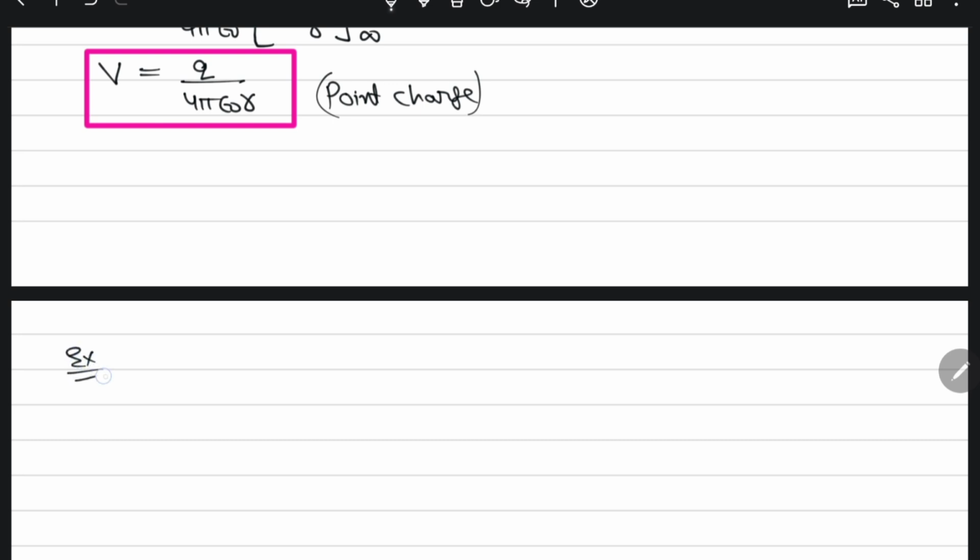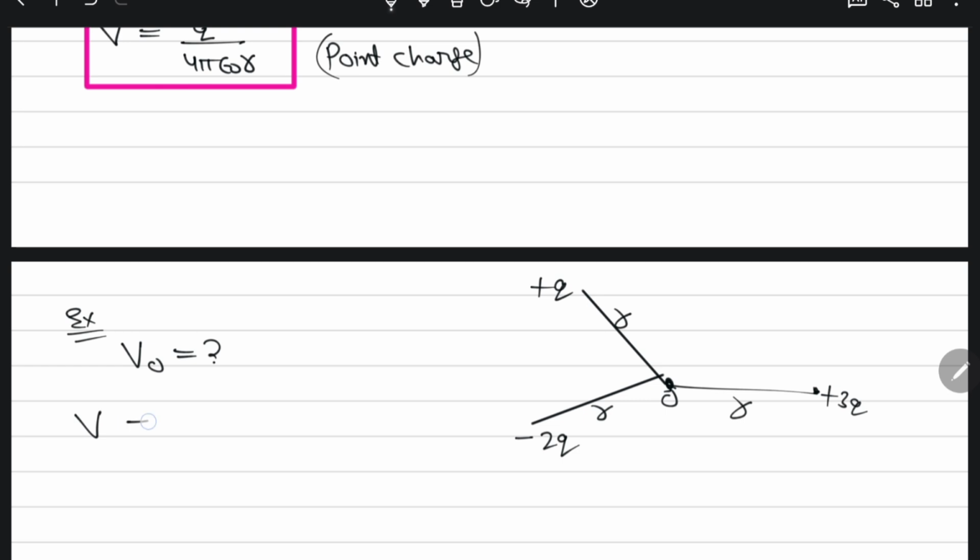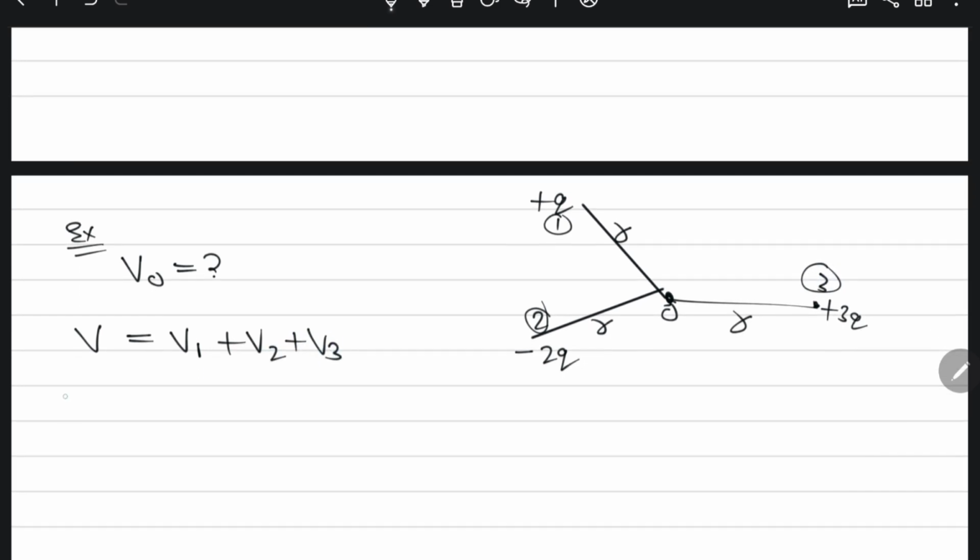For example, I say that this is our origin O. I give here plus q charge, here minus 2q charge, here plus 3q charge, at distances r, r, r. So you have to find electric potential at O due to all three charges. And potential is a scalar quantity, so we can find the potential due to the first charge, second charge, and third charge.